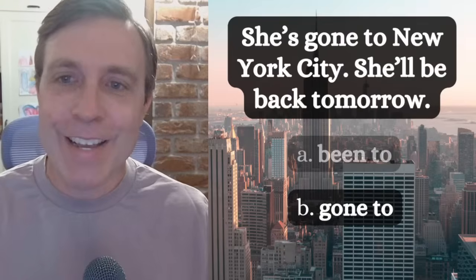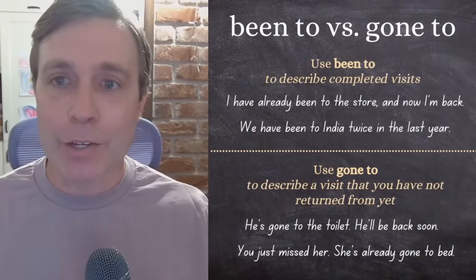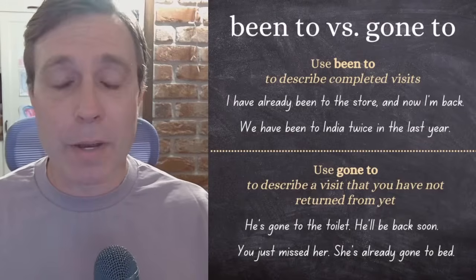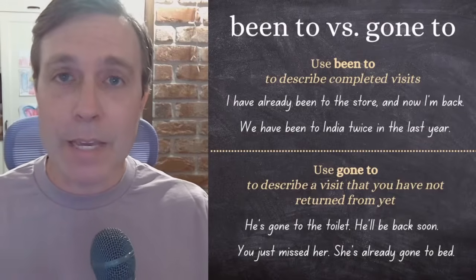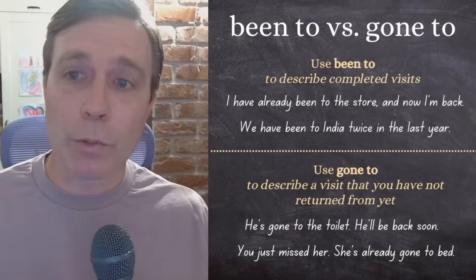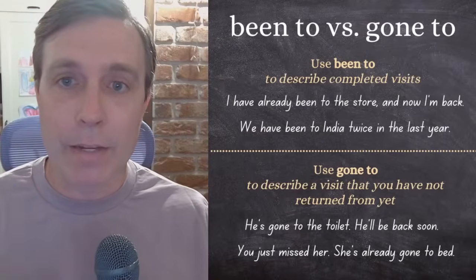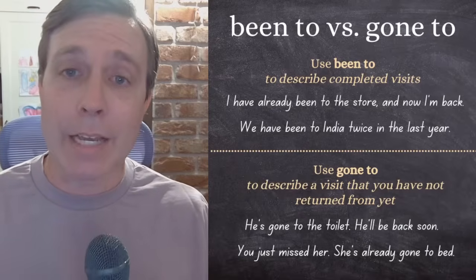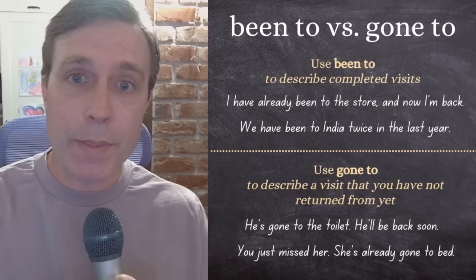Keep practicing. So what's the difference between been to and gone to? You're going to use been to to describe a completed visit, something that's happened, it's over. I have already been to the store and now I'm back. It's complete. We have been to India twice in the last year. All right, you went there, you came back.